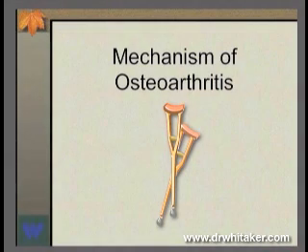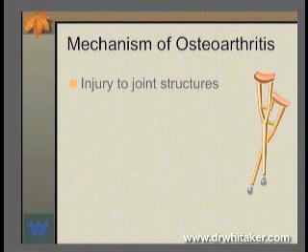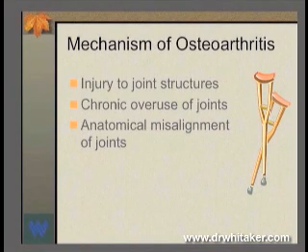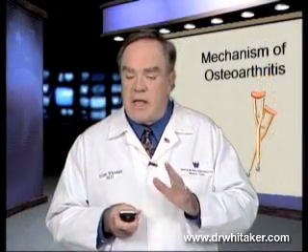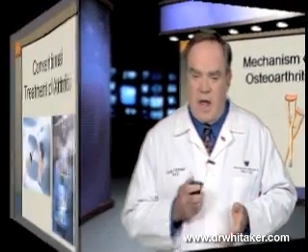Now, osteoarthritis is this end stage where people are damaged in the latter years of their life. They could have had an injury to the joint. They can have chronic overuse of the joint. Basketball players have arthritis in their knees all the time. They could have an anatomical misalignment of the joint. Sometimes this follows a fracture with malhealing or misalignment. Then they could have the overuse of anti-inflammatory drugs. That's true. The overuse of these anti-inflammatory drugs actually causes osteoarthritis down the line.